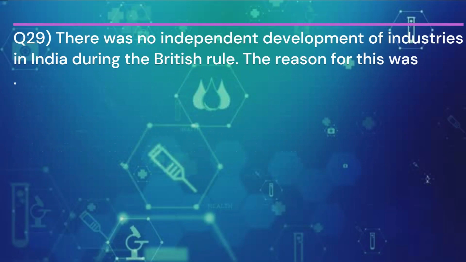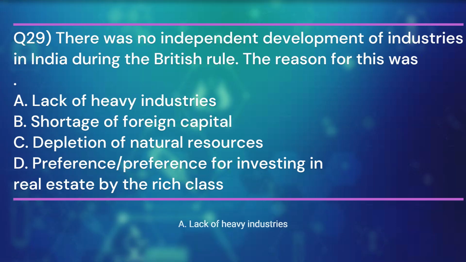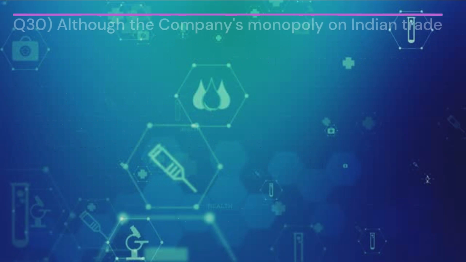Question 29. There was no independent development of industries in India during the British rule. The reason for this was. And the answer is A. Lack of heavy industries.